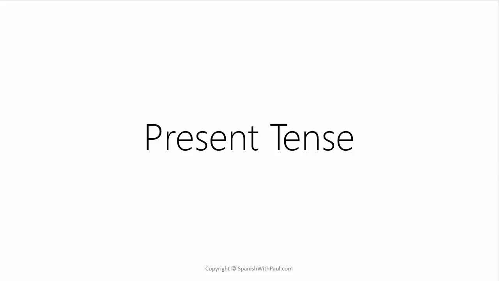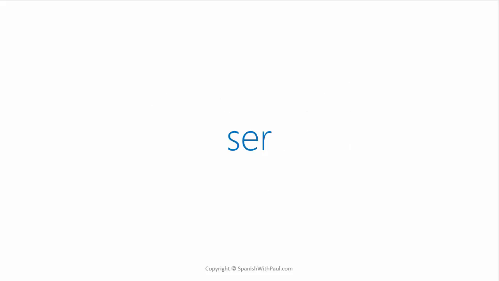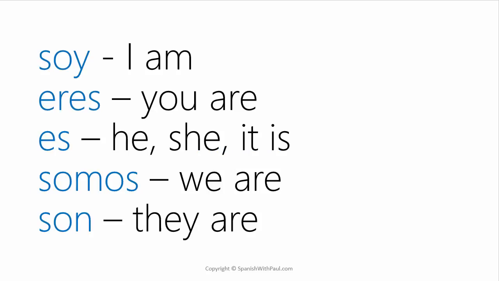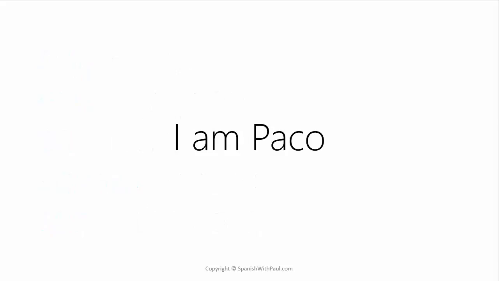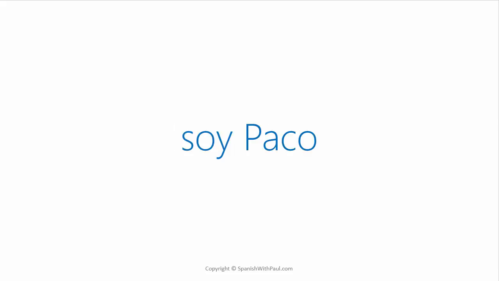So first of all, the present tense of ser. Now this is something that we've already been through before, especially when working with plurals. So to conjugate ser, we have soy for I am, eres for you are, es for he, she, or it is, somos for we are, and son for they are. Let's work a little bit with ser now. How would you say I am Paco? Soy Paco. Obviously, we're using ser here because your name is part of your identity.